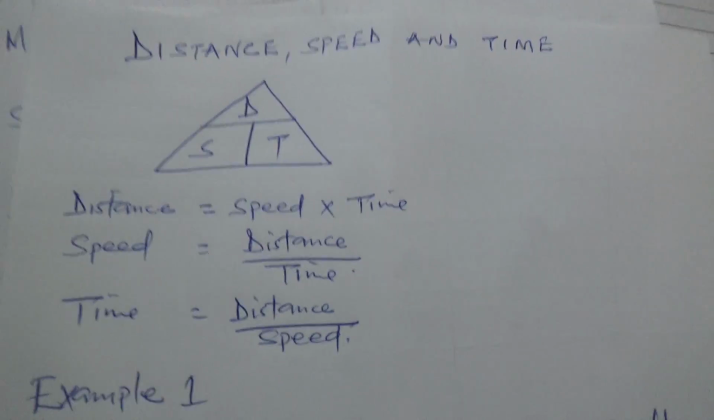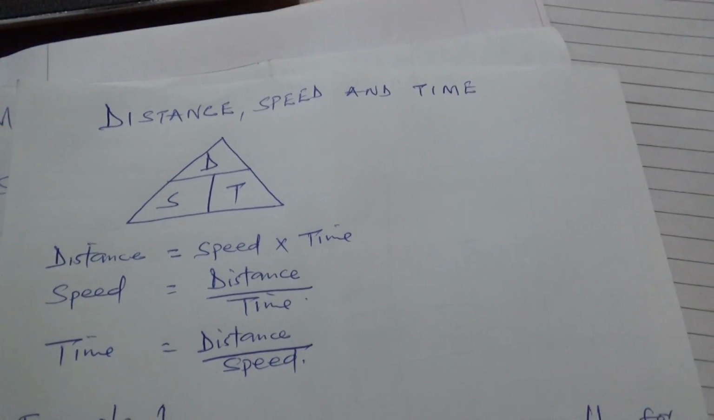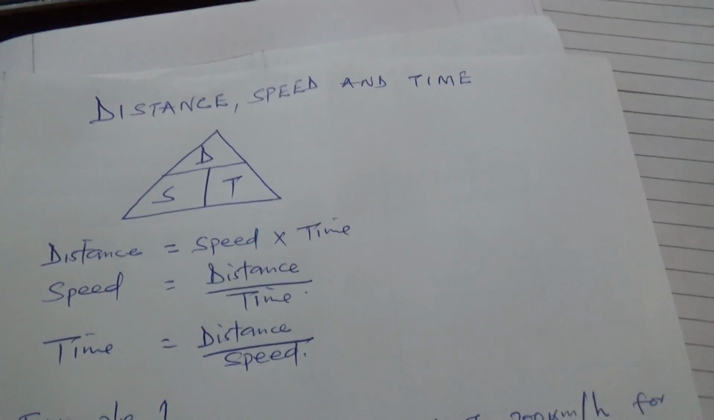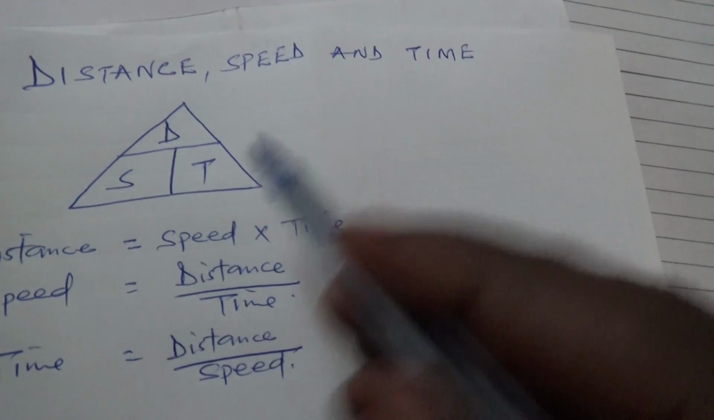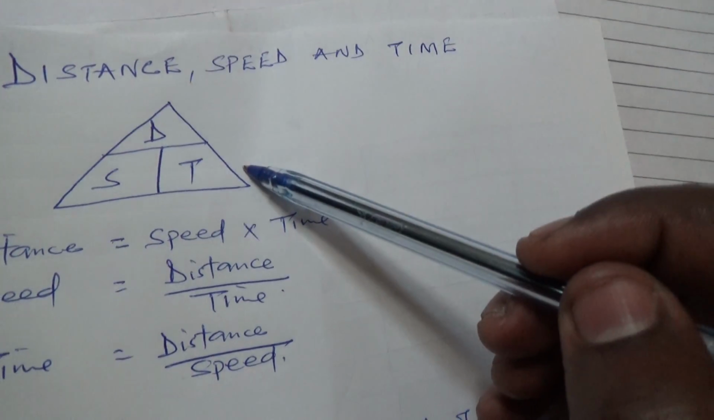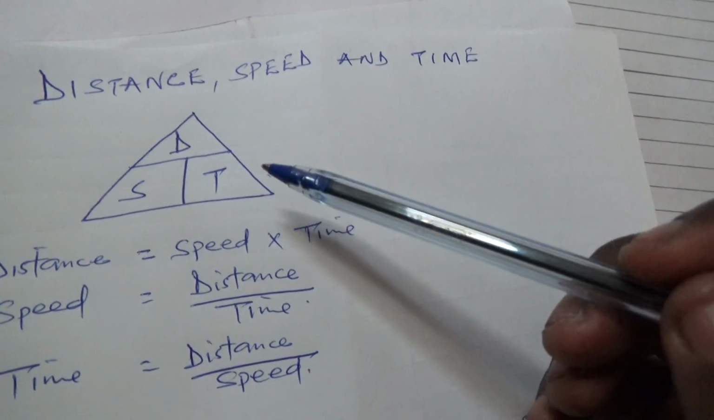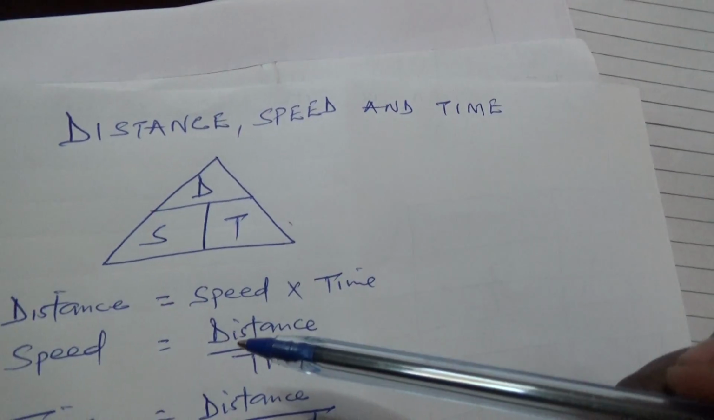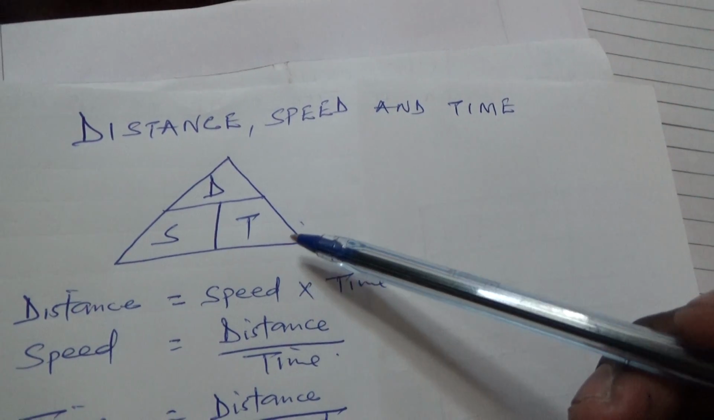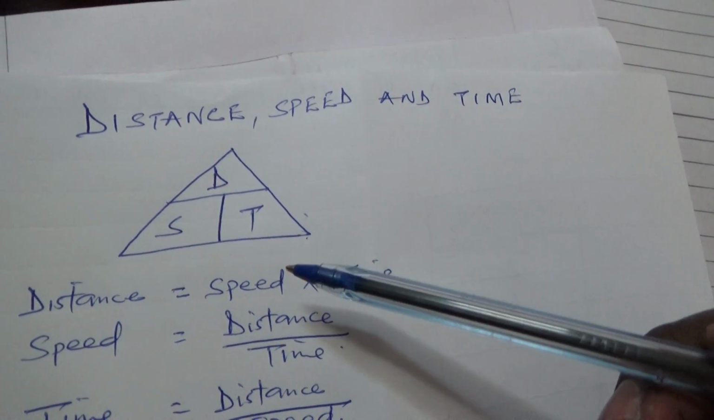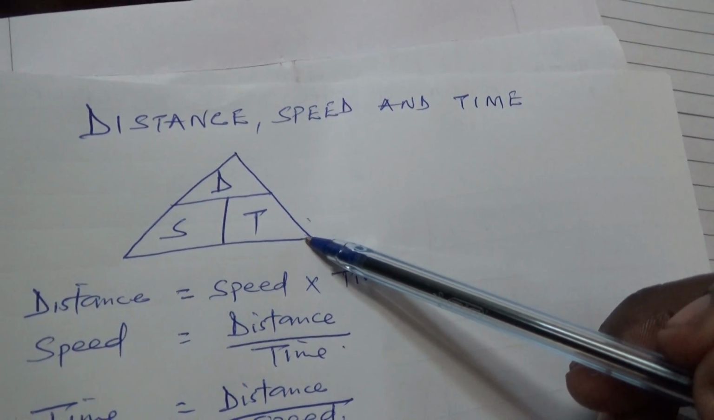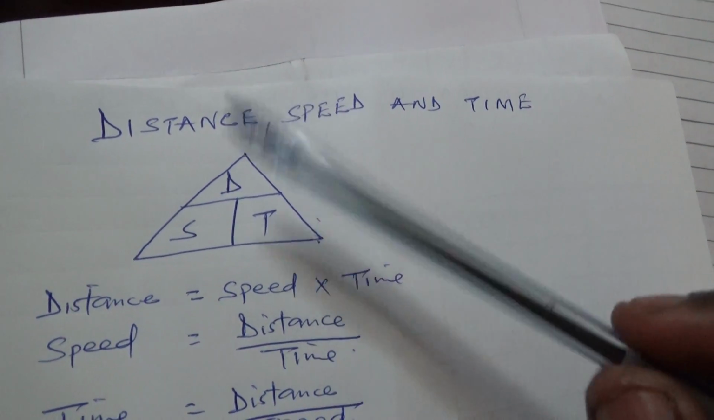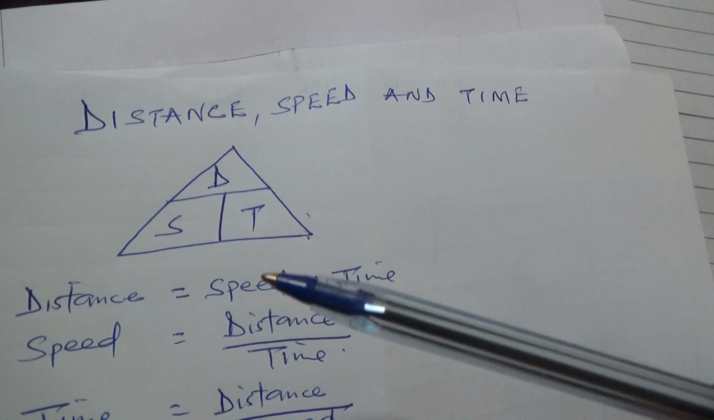Well, now I want to talk about distance, speed, and time. And I want you to focus on this triangle. We call it the DST triangle. It's a very, very important triangle because it will help you to memorize or to easily remember the relationship between distance, speed, and time.